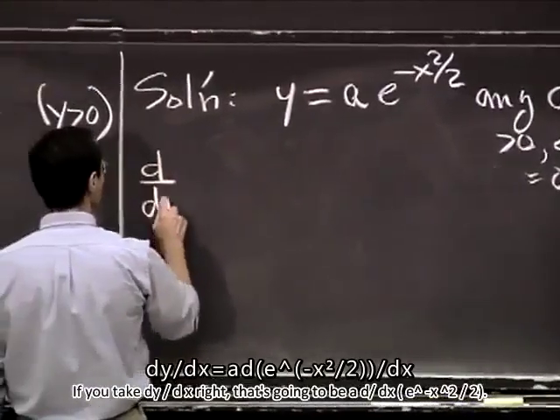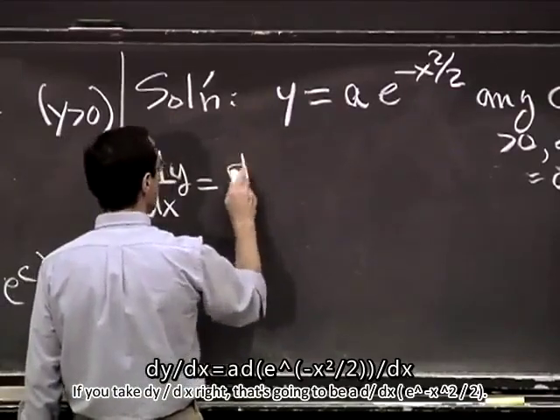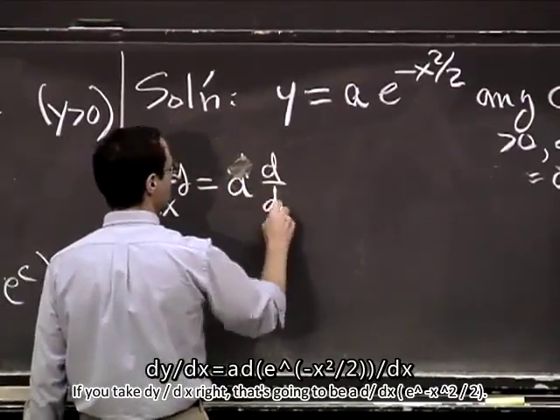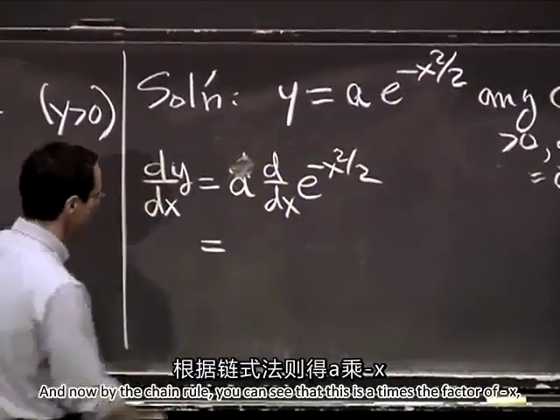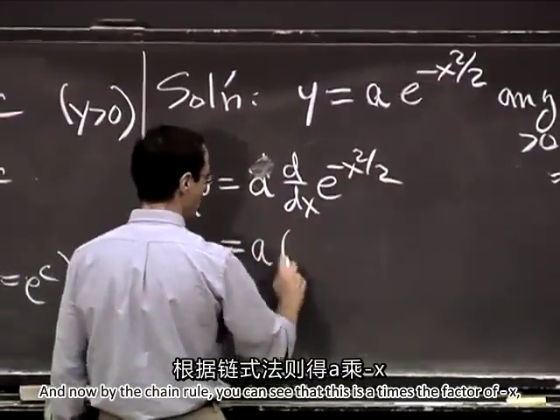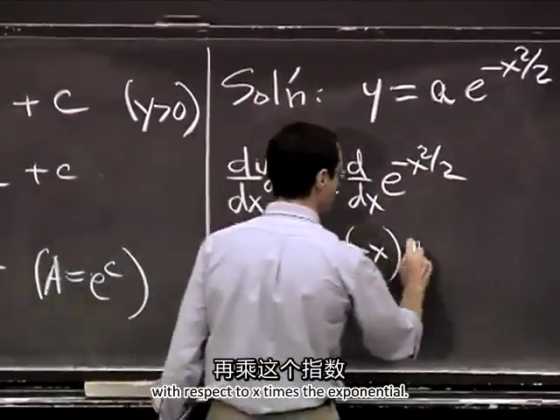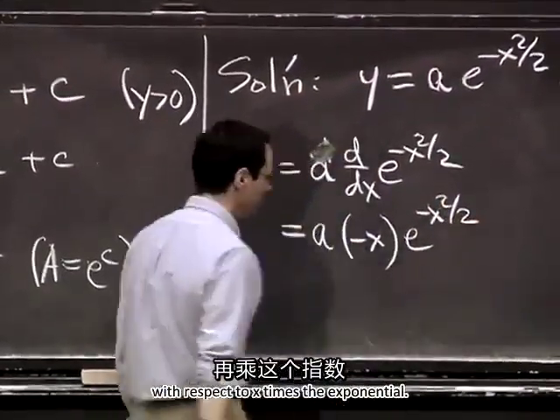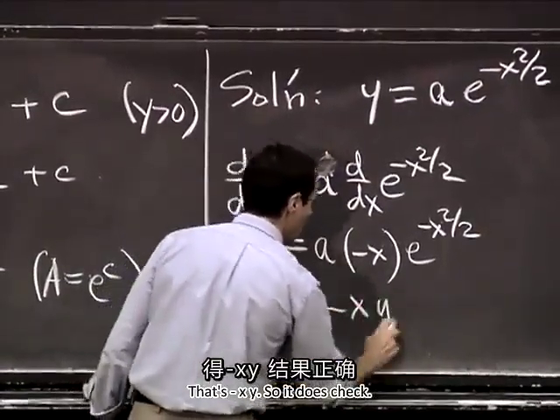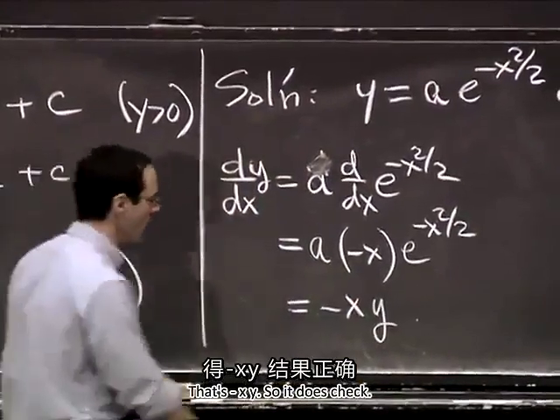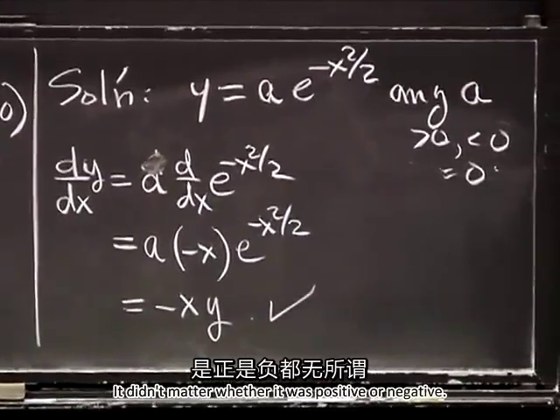If you take d by dx of y, that's going to be a times d by dx of e to the minus x squared over 2. And now by the chain rule, you can see that this is a times the factor minus x. That's the derivative of the exponent with respect to x times the exponential. And now you just rearrange that. That's minus x times y. All right, so it does check, these are solutions to the equation. The a didn't matter. It didn't matter whether it was positive or negative.